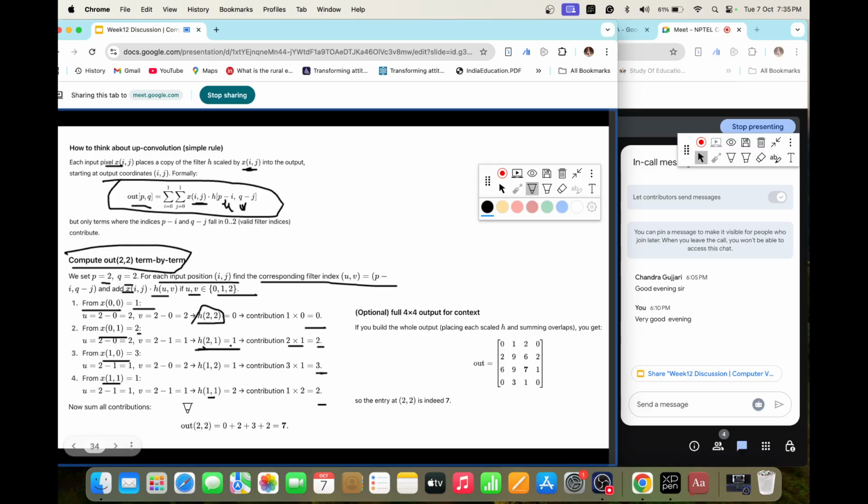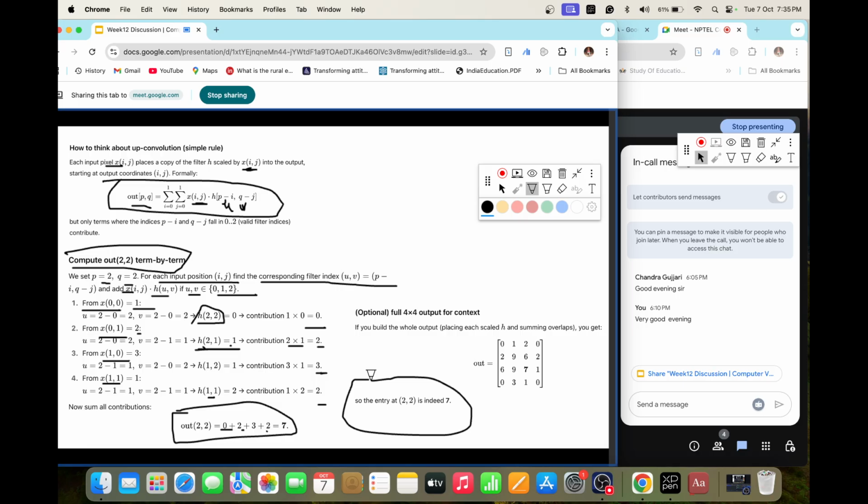And then how will you calculate the output? You have to just add over here. So output is nothing but 0 plus 2 plus 3 plus 2, that is 7. So 7 will be your answer that has been asked in the question. Okay, so that is the shortcut of how you have to do it.